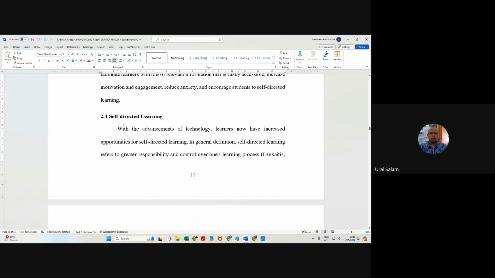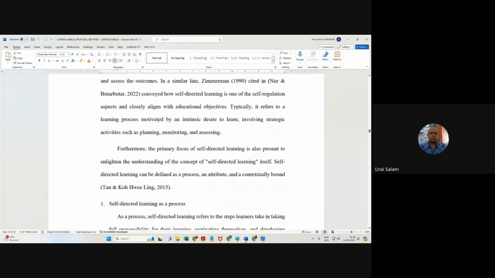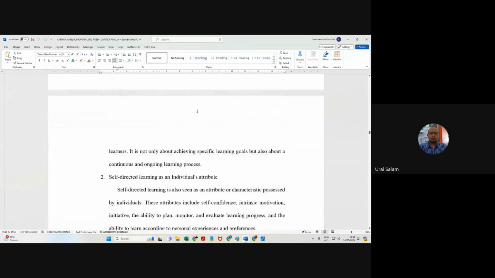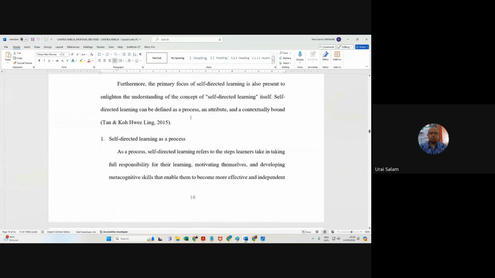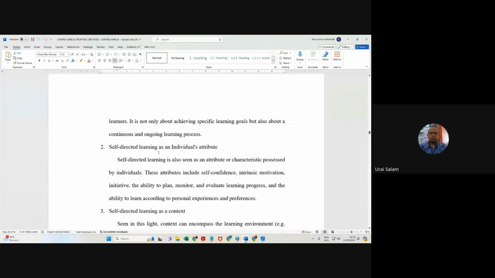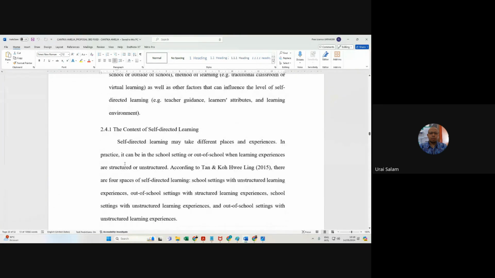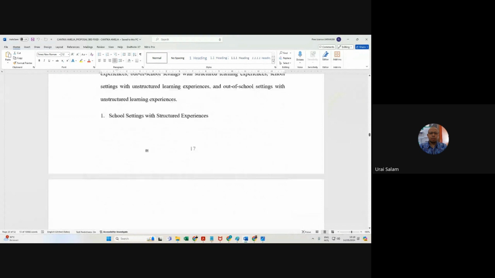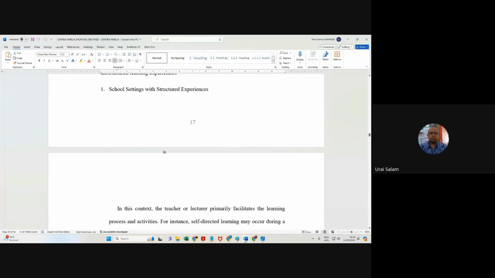And then, the self-directed learning part, I think it's okay as far as you understand how the self-directed learning process goes. Here there is self-directed learning as a process, self-directed learning as individual attribute, and so on. I hope that you know that one because that really becomes the central focus of your investigation later.